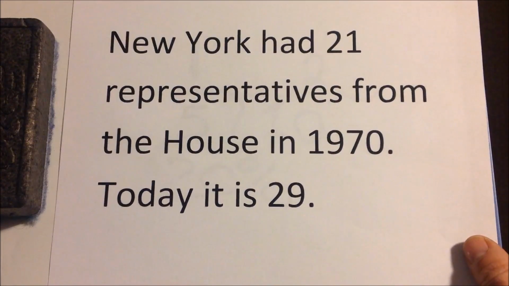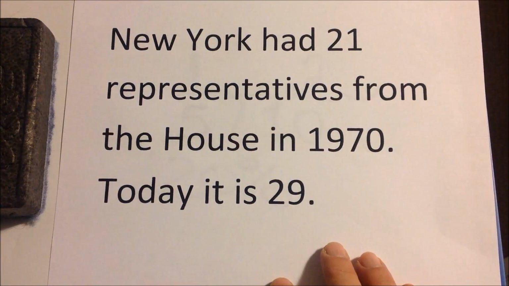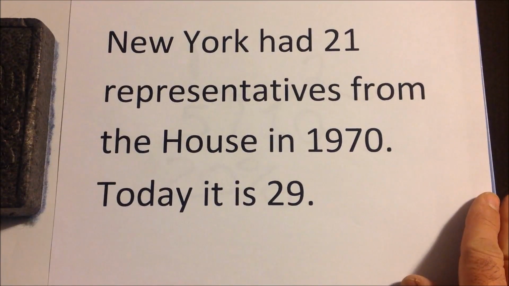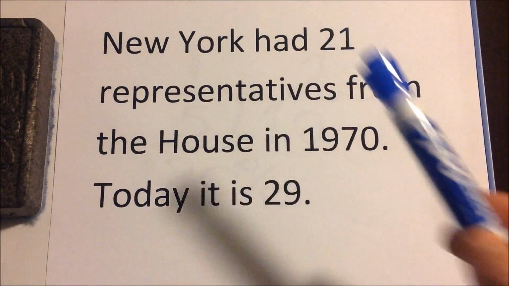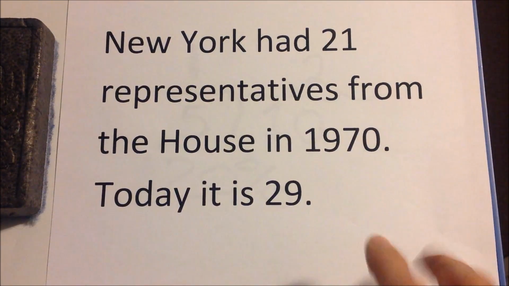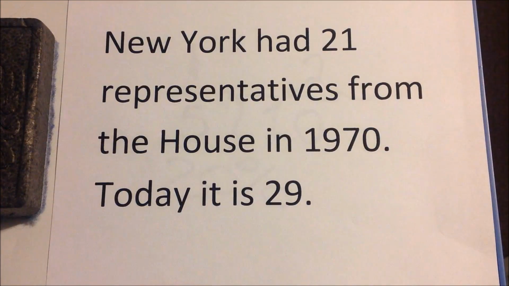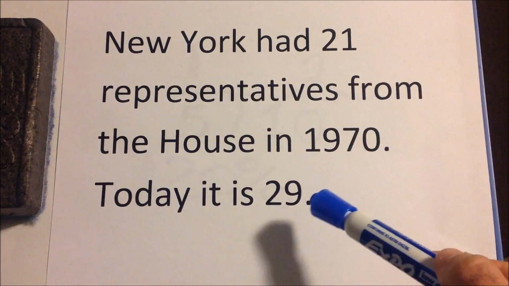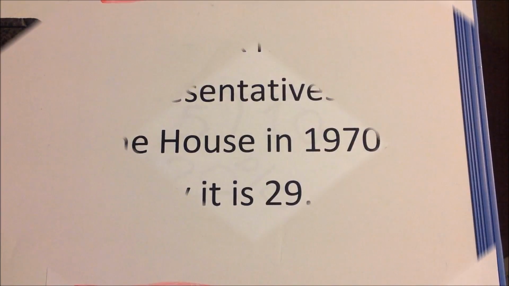Let's say New York State had 21 representatives from the House of Representatives in Congress in 1970. We had 21 representatives. Today, we have 29. So, is this a percent of increase or decrease? Well, it's a percent of increase. It went up. So remember the formula. How would you do this? What would your answer be?